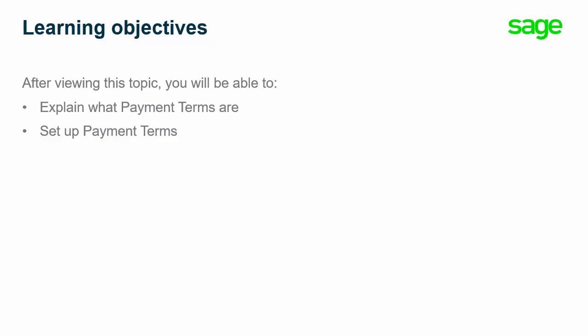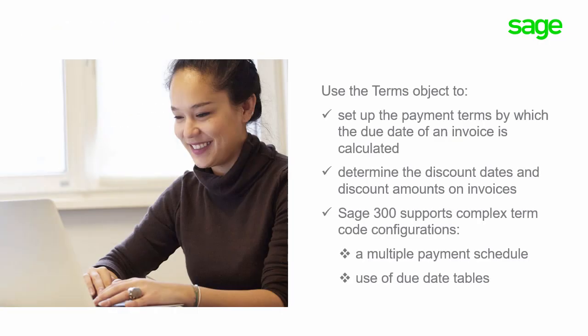Over the next few minutes, we will explain what account payable payment terms are, and we'll show you how to set them up. Use the terms object to set up the payment terms by which the due date of an invoice is calculated, and to determine the discount dates and discount amounts on invoices. Note that the system fully supports complex term code configurations, including the setup of a multiple payment schedule, as well as the use of due date tables.